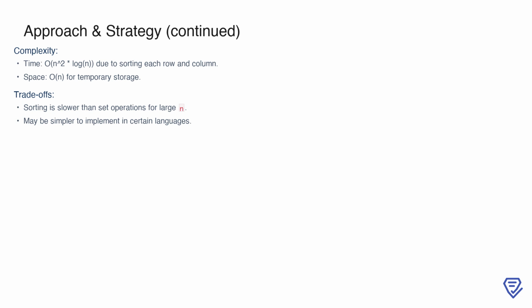Another alternative is to use sorting instead of sets. In this approach, we sort each row and column and compare the sorted result to the sequence 1, 2, ..., n. Sorting naturally handles duplicates and ensures that all integers are in the required range. The steps involve sorting each row and checking if it matches the expected sequence, then repeating the process for each column.